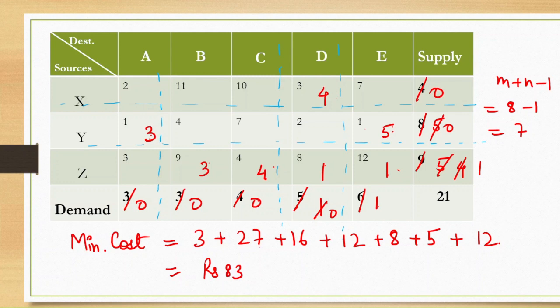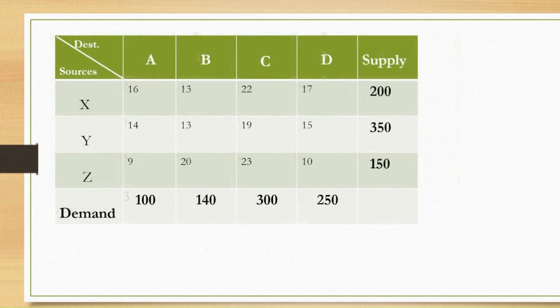Whereas when we had done the northwest corner method, there I was getting 153. So you can cross check in that particular video. So there's a lot of difference between the northwest and the least cost method. So let us consider the next one where we have the unbalanced transportation problem.